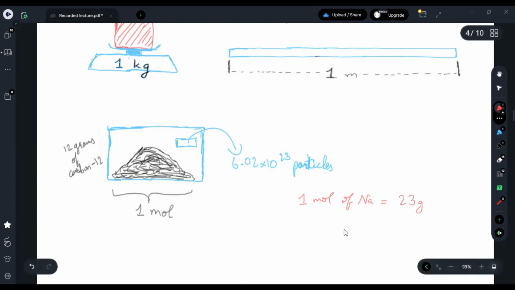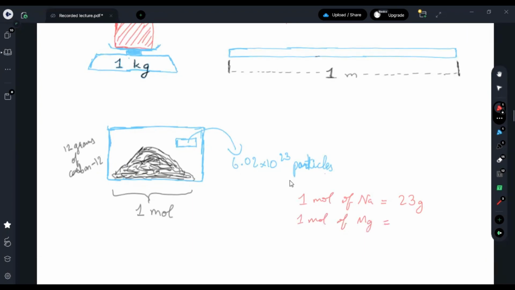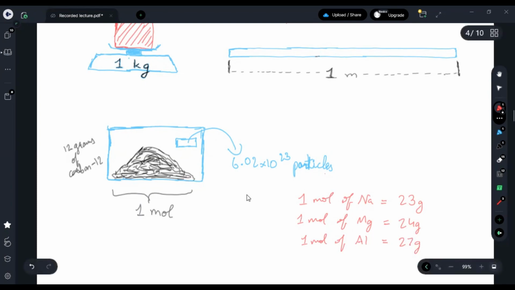And when they similarly placed magnesium in this machine and continued adding magnesium until this value was reached, that is 1 mole, and then weighed it, they found it came to be 24 grams. Similarly, they did it for aluminium, and later on weighed it, the mass came to be 27 grams. So they were surprised to know that whatever mole they took of any substance, the mass is actually equivalent to the Ar of that particular substance, that is the relative atomic mass.